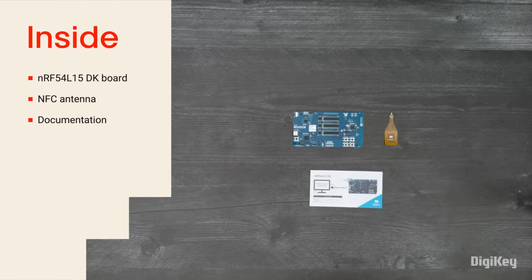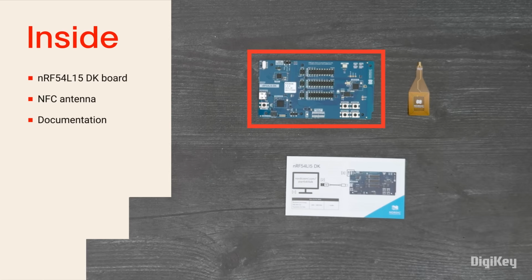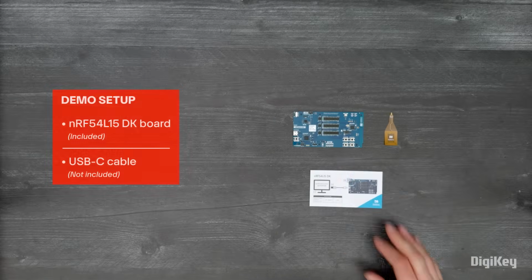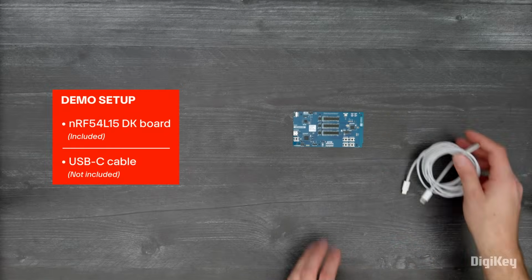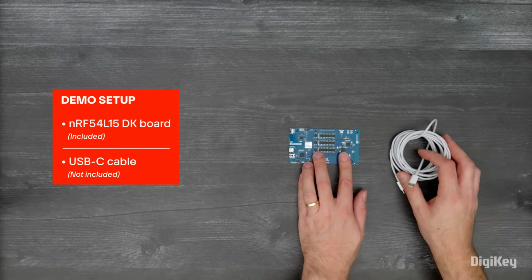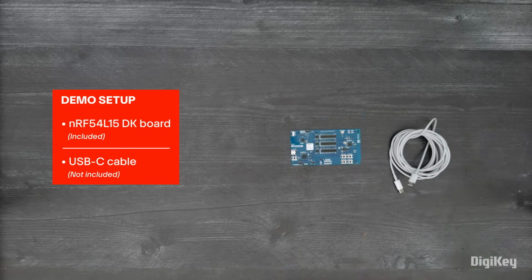Inside the box, you'll find the nRF54L15DK board, an NFC antenna, and documentation. In this demo, we're going to program the Peripheral LED Button Service example and then use the nRF Connect mobile app to connect to the SoC so we can monitor a button and control an LED.